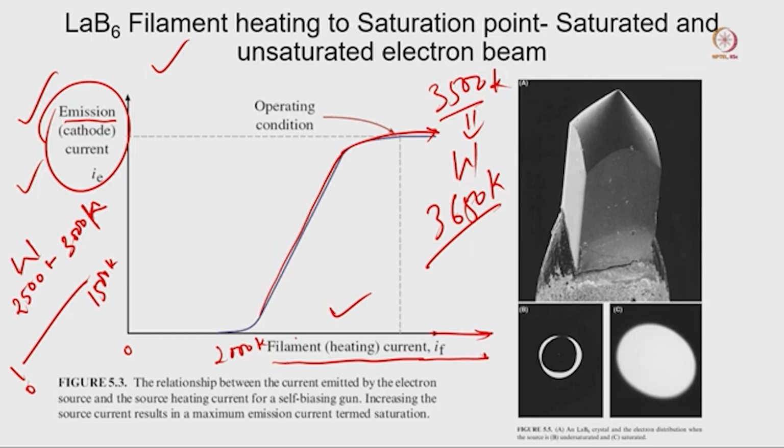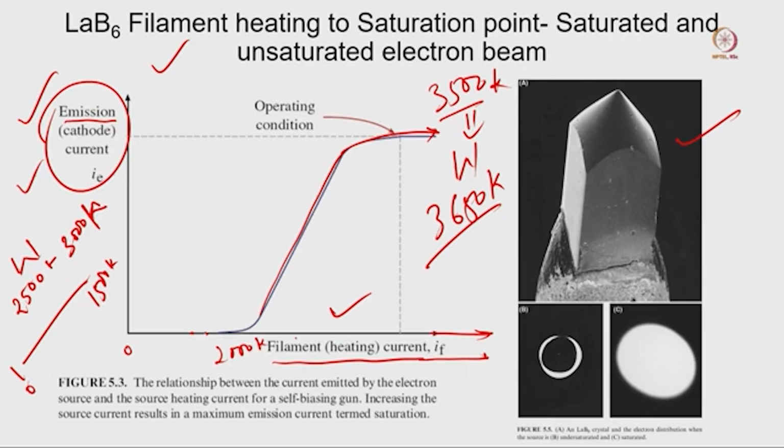Here I am showing an example of a LaB6 filament, where you can see the early stage, even if you switch on the microscope and try to see it at this particular temperature or this particular temperature, what kind of distribution you can see.